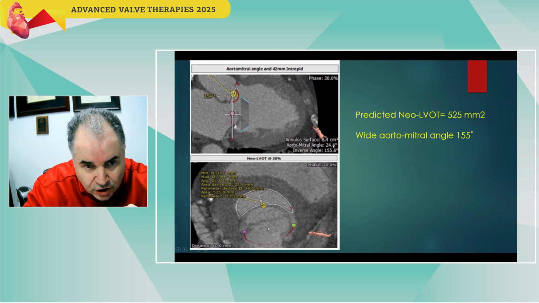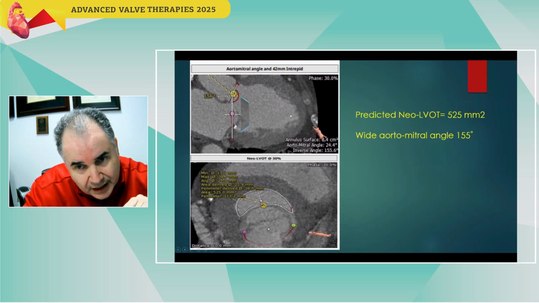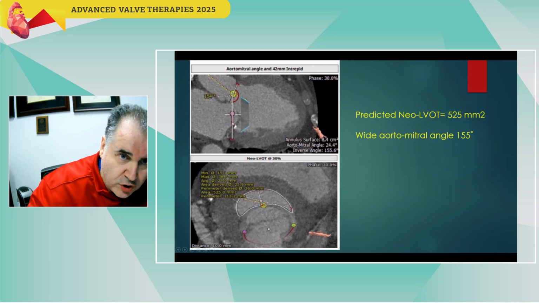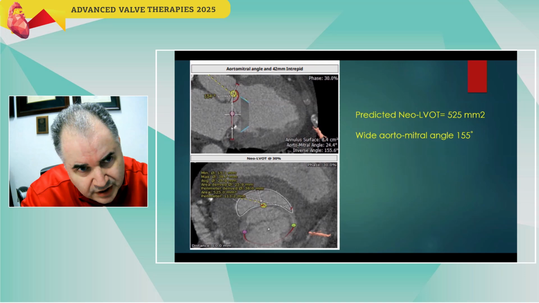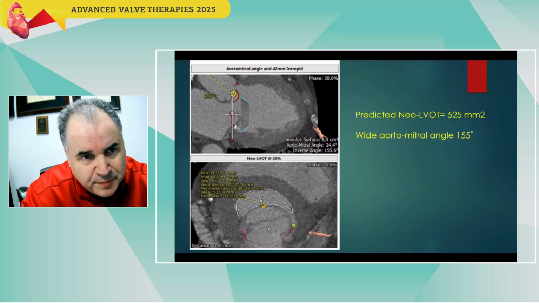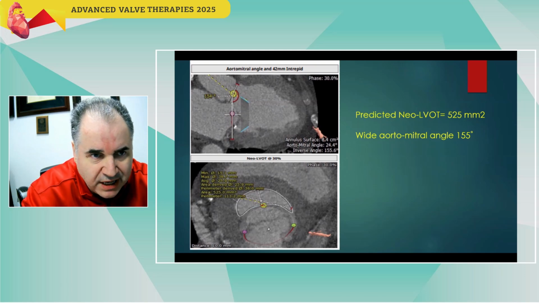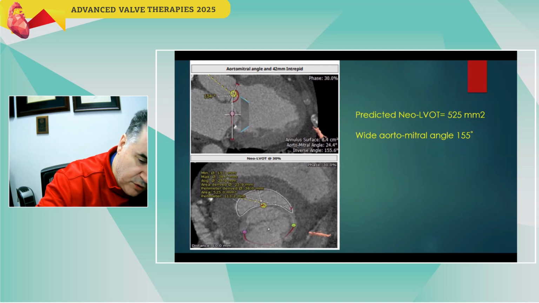And also the aortomitral angle is very important, which is basically measuring the angle between the annulus of the aortic valve and the annulus of the mitral valve. And as you can imagine, the wider it is, the less the risk of having an obstruction. The highest risk will be if it's perpendicular, where you will obstruct the LVOT completely.